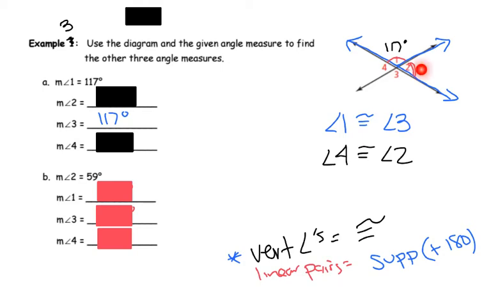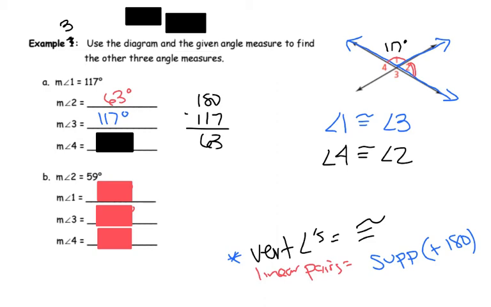So all I have to do to figure out what angle 2 is, take 180 and subtract 117. So 180 minus 117 gives me a grand total of 63 degrees. So if angle 2 is 63 degrees, then because angle 2 and angle 4 are vertical, angle 4 has got to be the same. All right, now let's look at the next option.